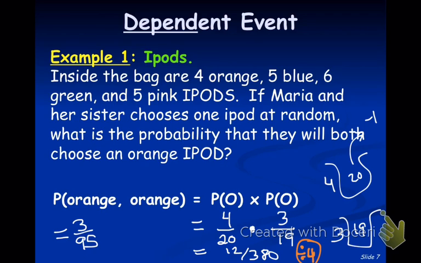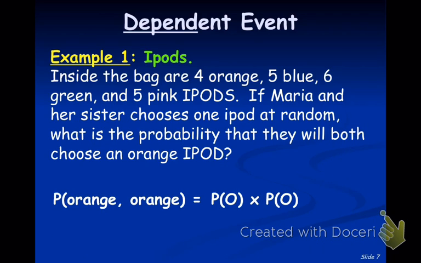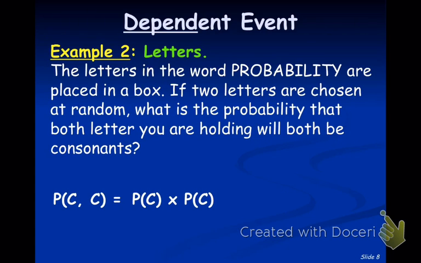All right, let's go ahead and move on to the next problem. Here we have the letters in the word probability, and they're all placed in a box. If 2 letters are chosen at random, what is the probability that both letters you're holding in your hand after you remove 2 will both be consonants? Remember, the word consonant means a letter that is not a vowel. So you have to write that down, not the vowels. It's every other letter that is not a vowel.